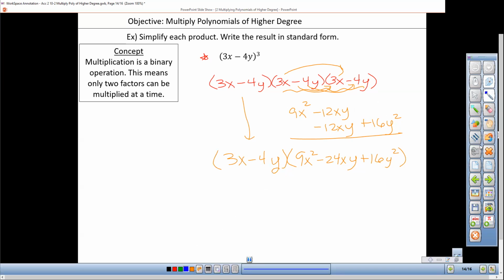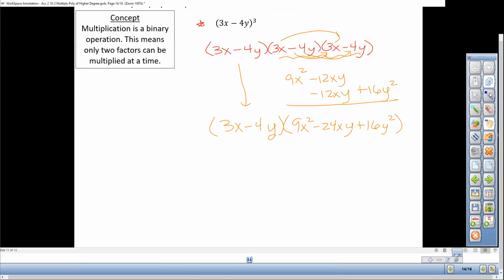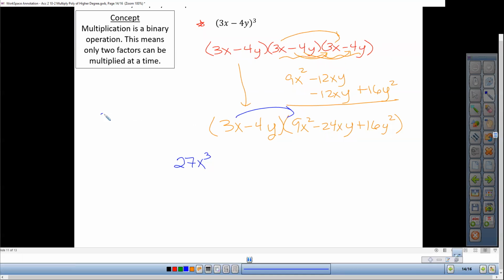So now this becomes similar to a problem that we did earlier. So I'm going to distribute the 3x. So I'm going to get 27x to the third power, adding those exponents. 3 times negative 24. These are technically no calculator problems, so that's a negative 72. X's, I can add the exponents, giving me x squared, then times the y. And then the 3x times the 16y squared. 16 times 3 is a positive 48. And x times y squared is still xy squared.